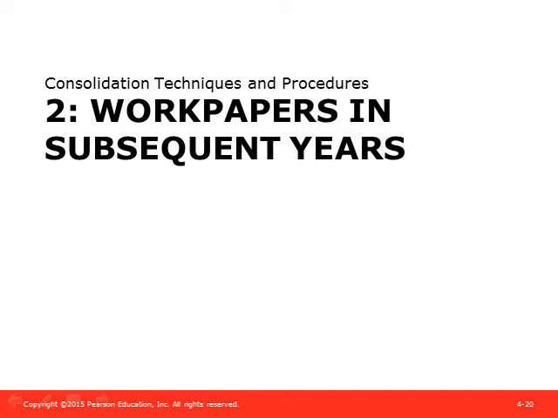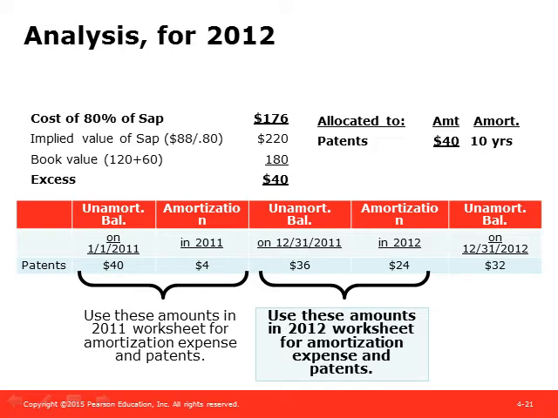And so now let's move on to the consolidated work papers in subsequent years, that is 2012. And so this should all look familiar to you. We've got the cost of 80% of SAP was 176K, the implied value of 88K divided by 0.8, which gives us the 220K, and then a book value of 180K, which is the 120 in their capital account plus the 60K in retained earnings to get us back to an excess paid of 40K, which are allocated to patents.